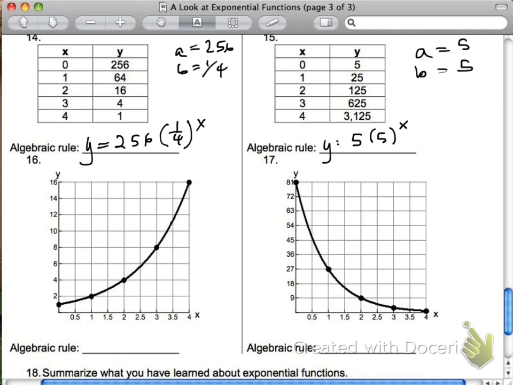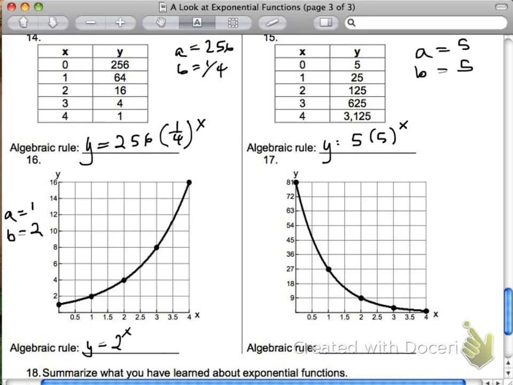Okay. Number 16. Growth. That's clearly evident by the graph, right? Increasing. What's my A value? 1. What's my B value? 2. Okay, so what's my algebraic rule? Y equals 1 times 2^x, or more simply, 2 to the x. Y equals 2 to the x power. I don't have to write the 1 because 1 times anything is itself, right?